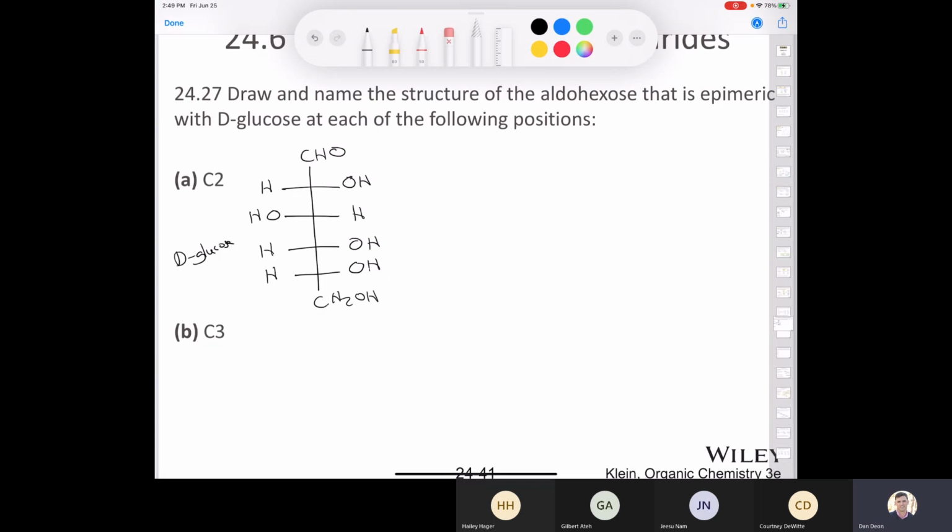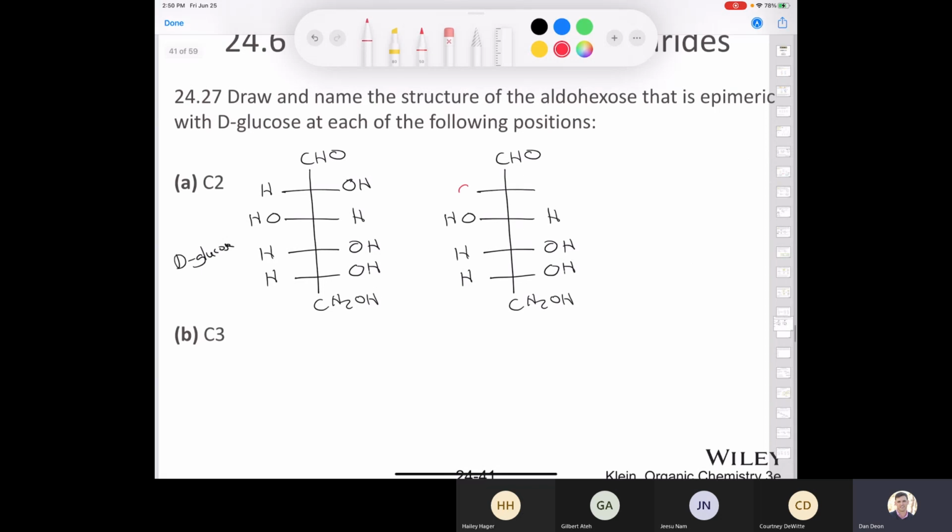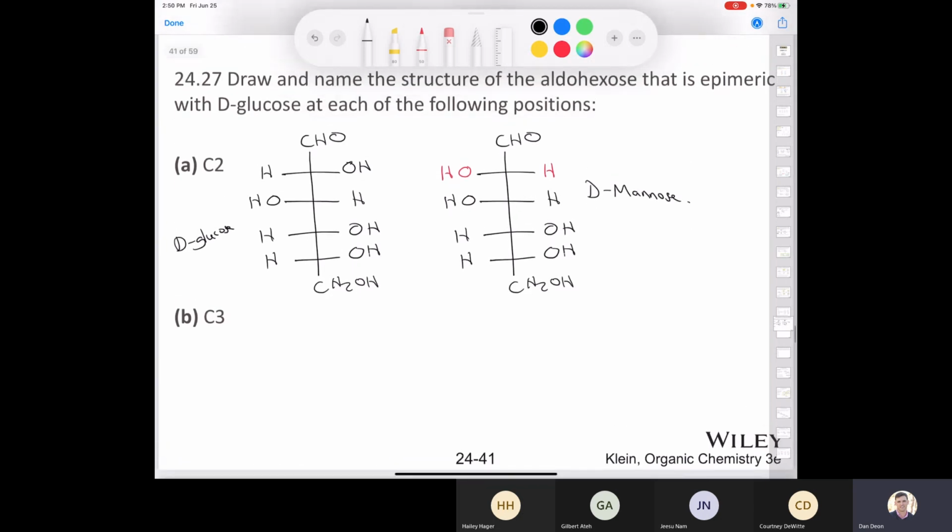So copy, paste it over here. And we want to draw the epimer at C2. So if I draw the epimer at C2, that means I'm going to erase this and this. I'll put the hydroxyl over here, and I'll put the hydrogen over here. I go to the family of aldoses. I'm not going to go back to that right now because it's quite a few slides back. But this is D-mannose. And again, you'd have to look at the family of aldoses. If I do the same thing here, I'll just paste it again.